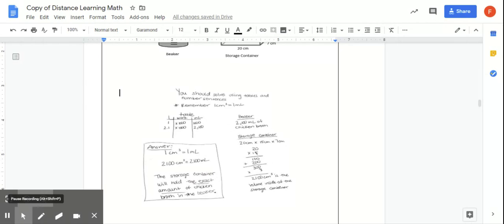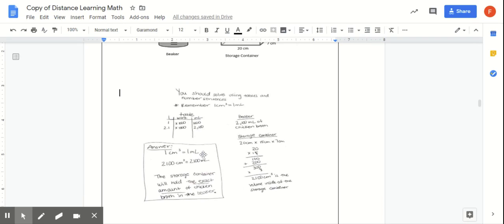Now that I've figured out how much of the chicken broth is inside of the beaker and how much space is inside of the storage container, what do we notice here? Take a second to think to yourself. Right. We came up with the exact same numbers, but with different units. 2,100 milliliters of chicken broth, and then 2,100 centimeters cubed for our volume inside of the storage container.